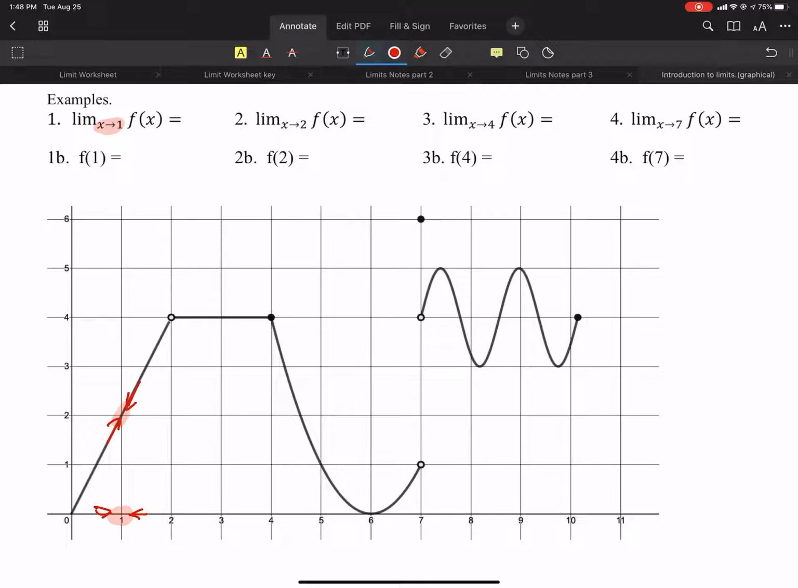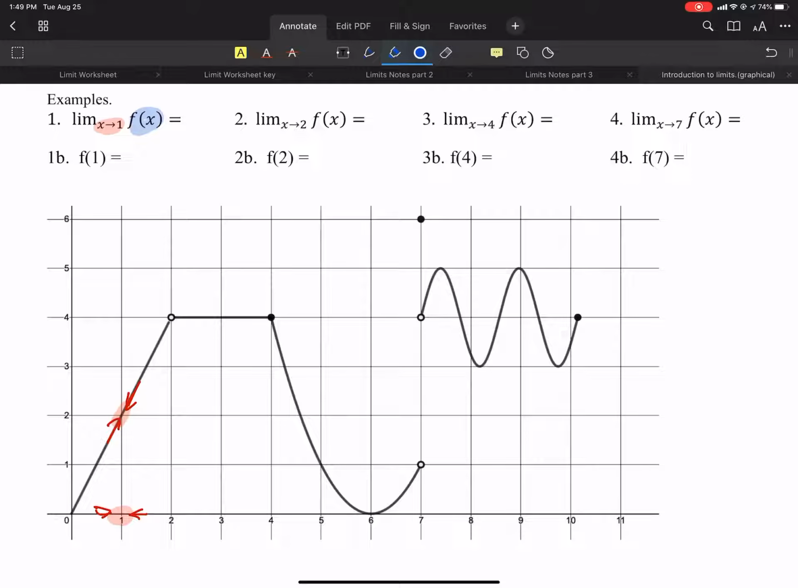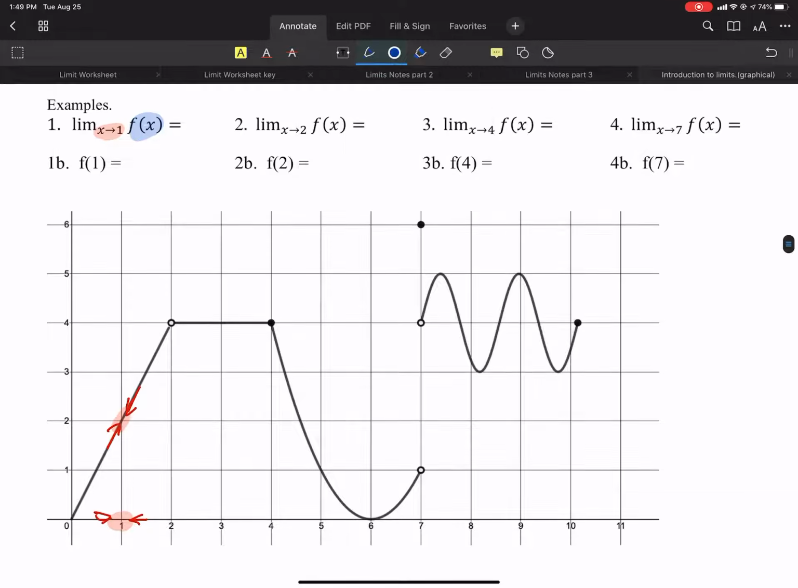So the question's asking me, what does f of x get really close to? F of x is the y value. So as I look here, as x gets close to 1 from the left side and right side, what is the y value getting close to? And hopefully you can see it's getting close to 2. So that answer is going to be 2.